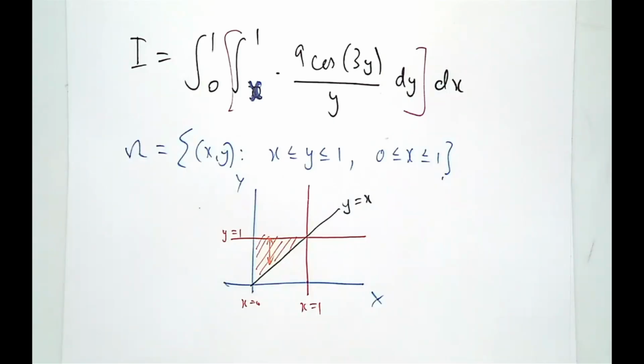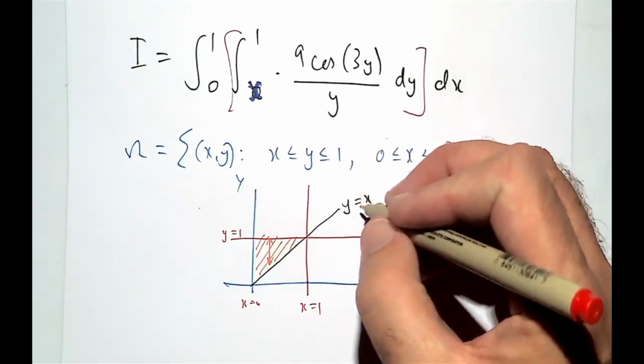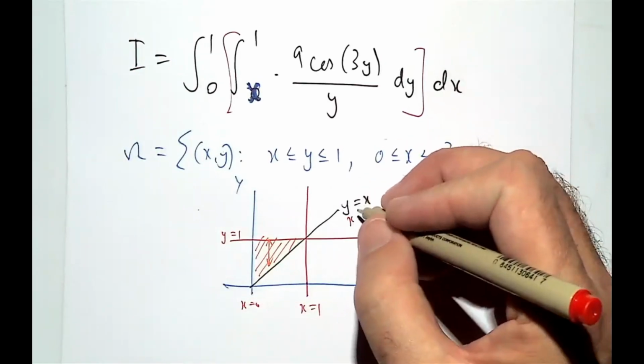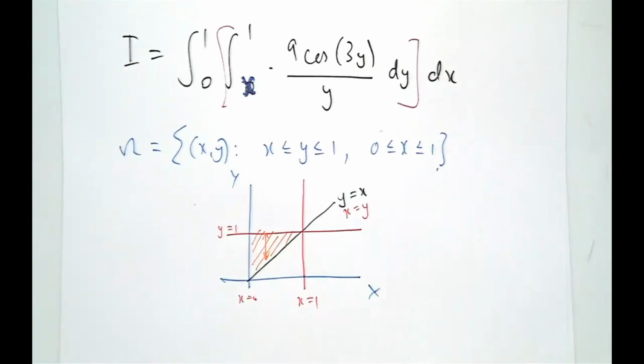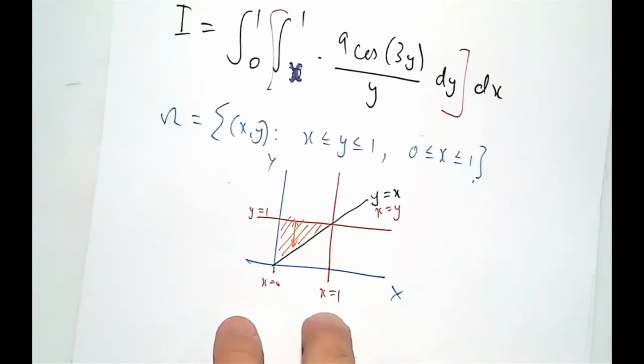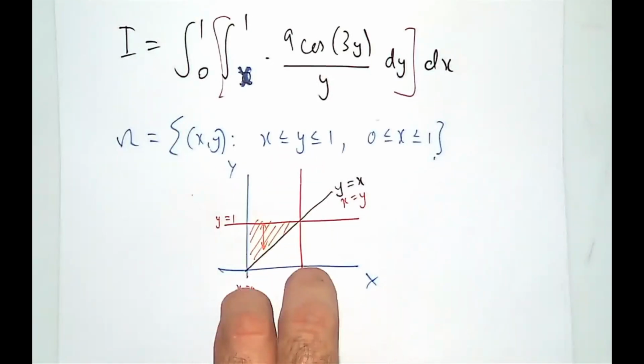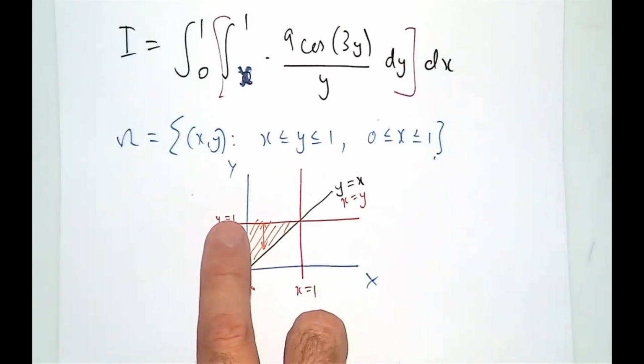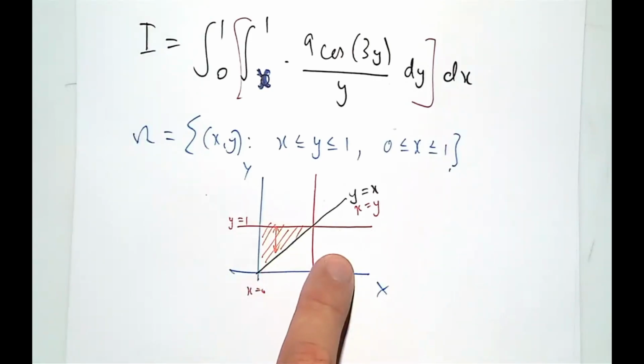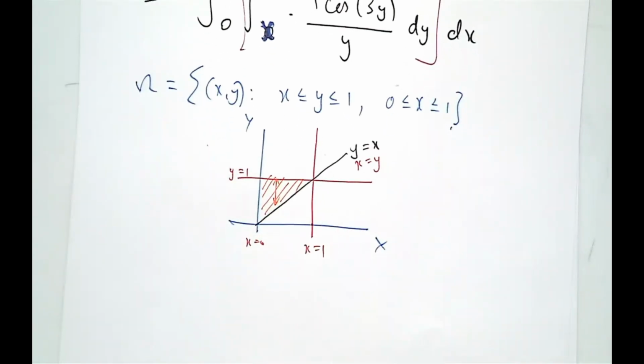All right. Let's re-describe it now. It's not in the perfect way, but let's re-describe it. Instead of having y equals x, let's flip the script: x equals y. And instead of having two parallel x lines, let's have two parallel y lines.